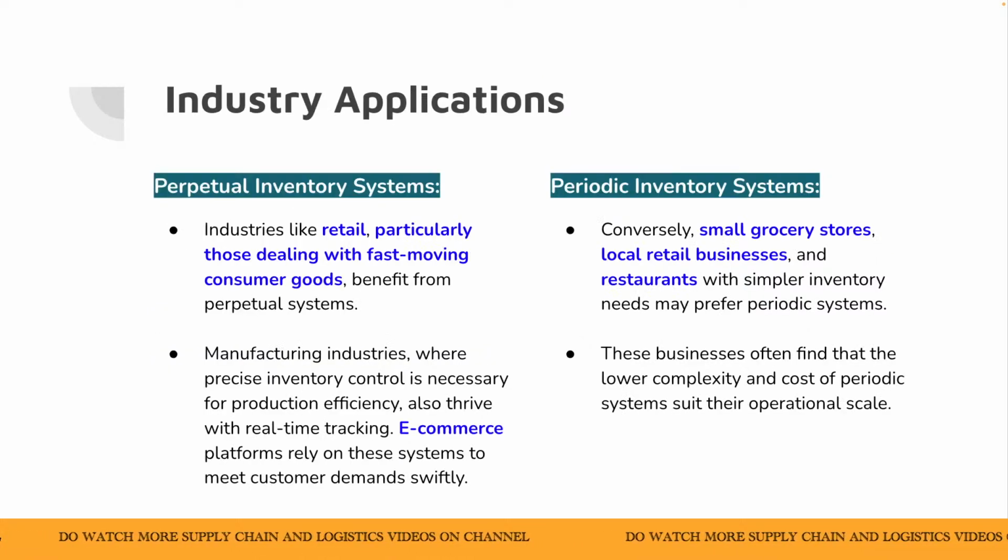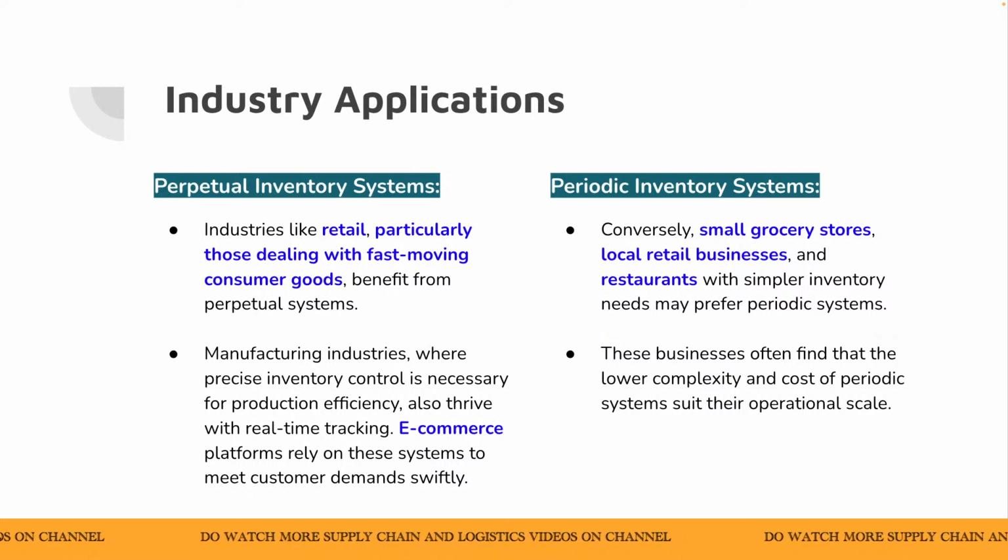So let's go for the industry application. Right now, which industries are available and which are using what? Let's say which is using perpetual and which is using periodic. Let's go with perpetual first. The retail, particularly the ones dealing with fast moving consumer goods. We are not talking about small grocery stores, correct? The retail in terms of a big retailer store like Target, correct? This kind of retailer store which moves very fast and serves the masses.